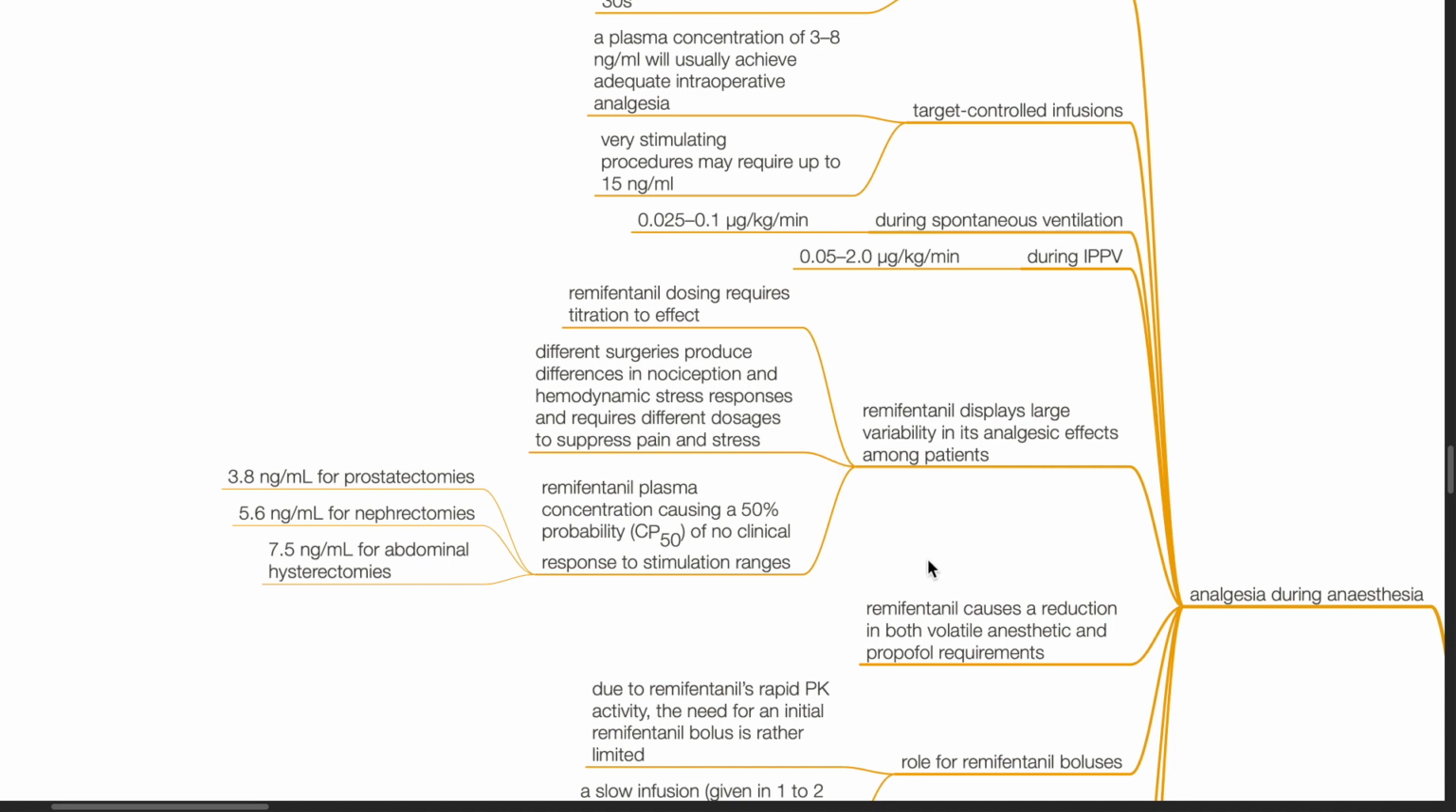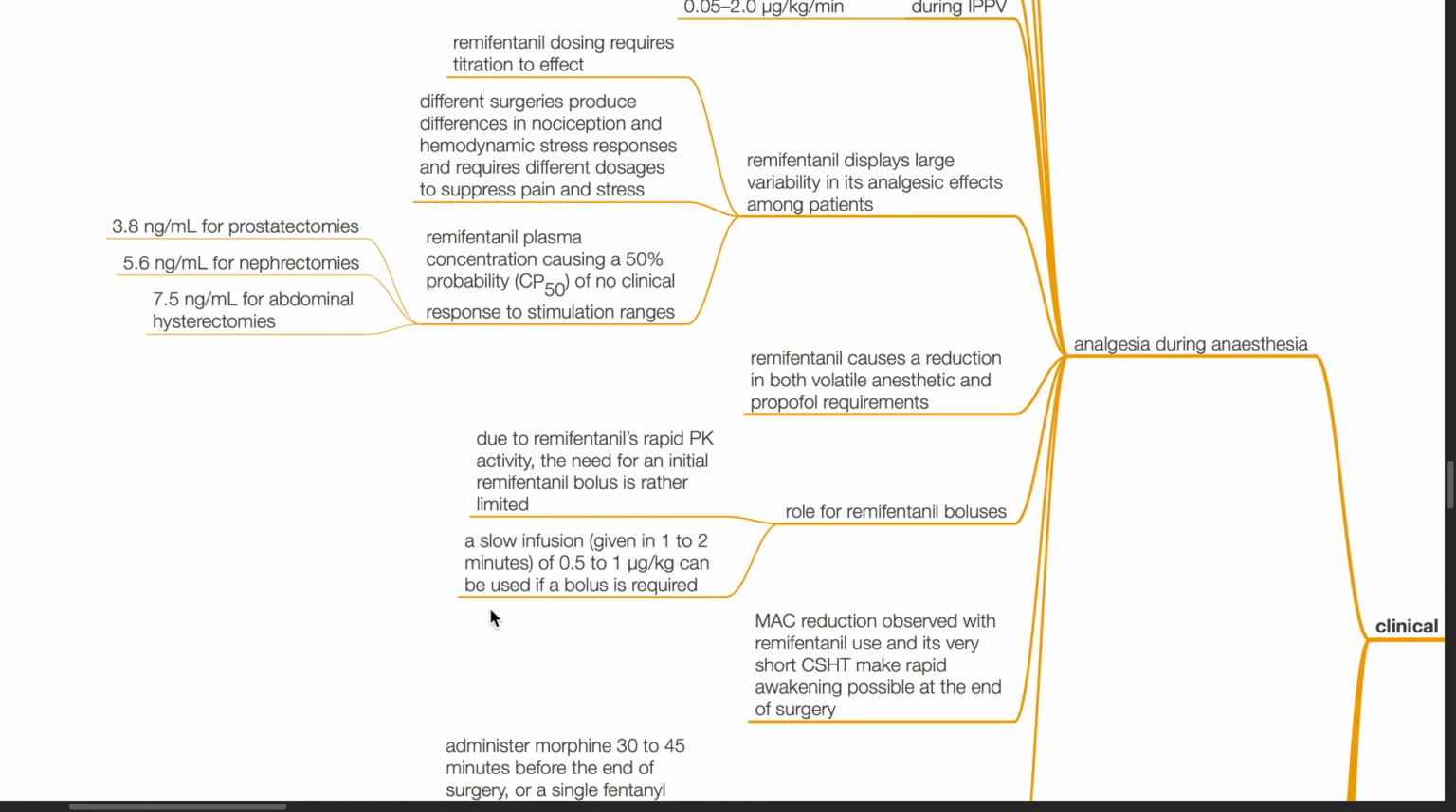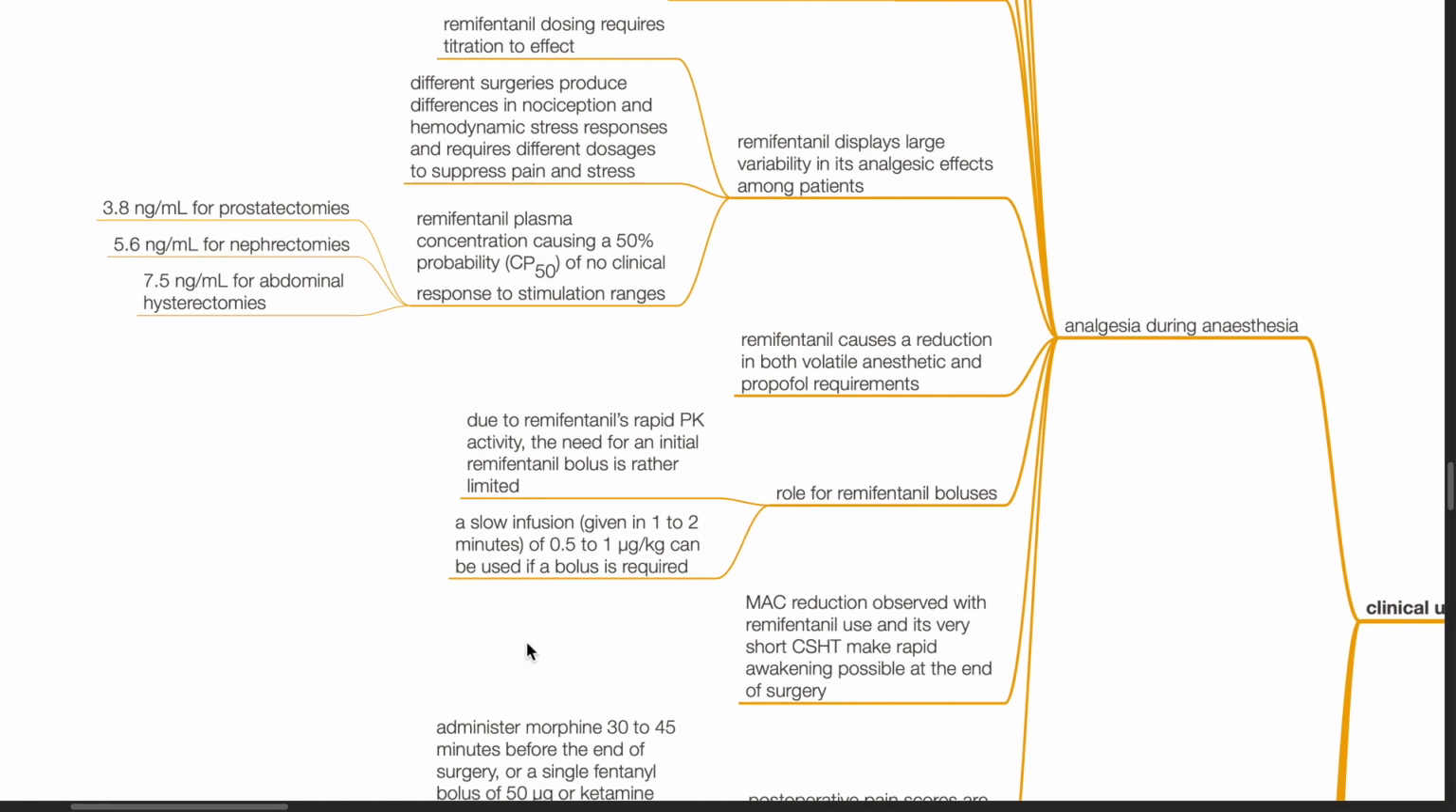For example, the remifentanil plasma concentration causing a 50% probability of no clinical response to stimulation ranges from 3.8 nanograms per ml for prostatectomies, 5.6 nanograms per ml for nephrectomies, and 7.5 nanograms per ml for abdominal hysterectomies. Remifentanil causes a reduction in both volatile anesthetic and propofol requirements.